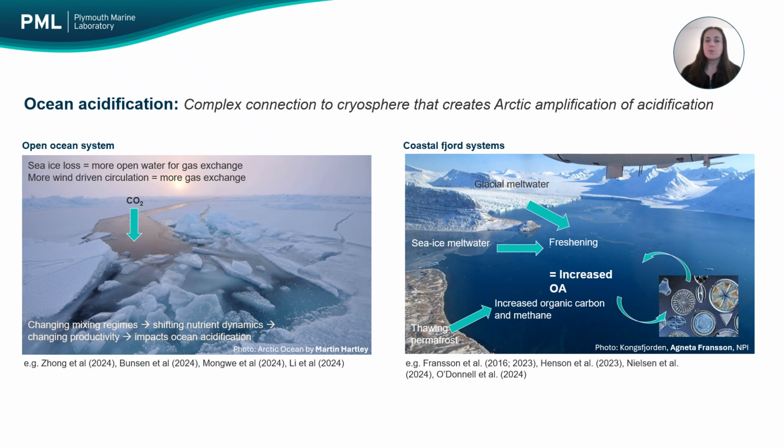In the coastal systems, particularly where there are fjords and glacial inputs, we additionally get things like glacial meltwater and sea ice meltwater, adding freshening to the system, and that causes an increase in acidification. And we're also seeing a thawing of permafrost, which is adding organic carbon and methane to the system, and thereby also increasing ocean acidification. Again, there are complex interactions there with productivity and biological aspects, which can interact with ocean acidification as well.